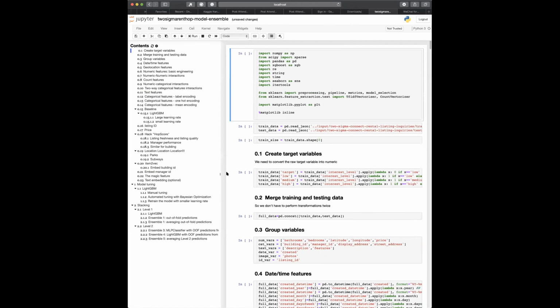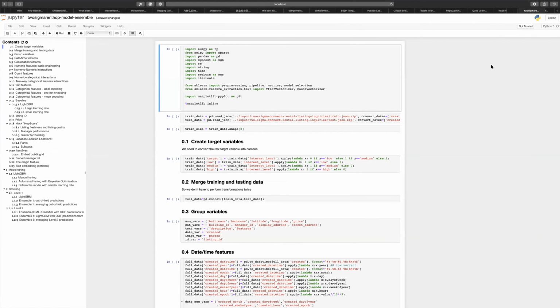All right, can you see my screen? Hi everyone, can you see my screen with Jupyter Notebook? Hello? Anyone here? Yes, we can see you. Yes. Okay, all right, thanks.